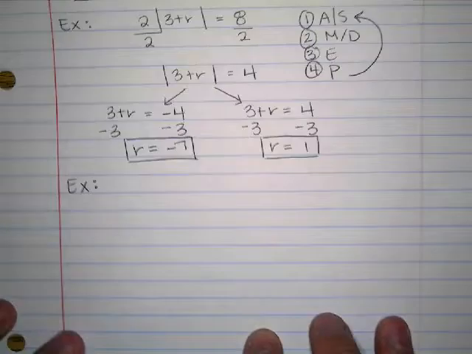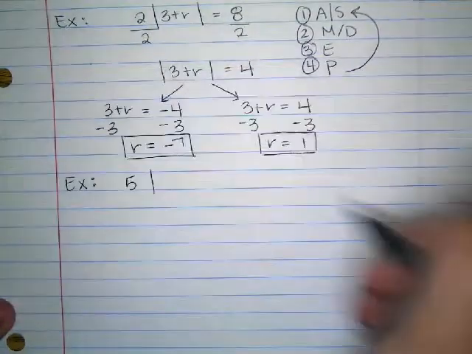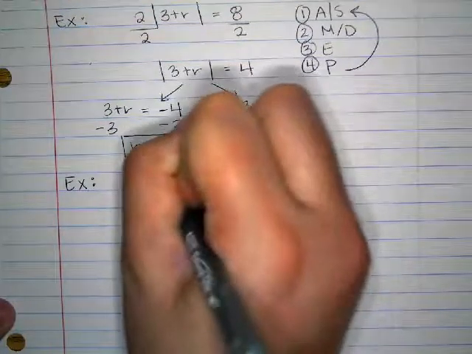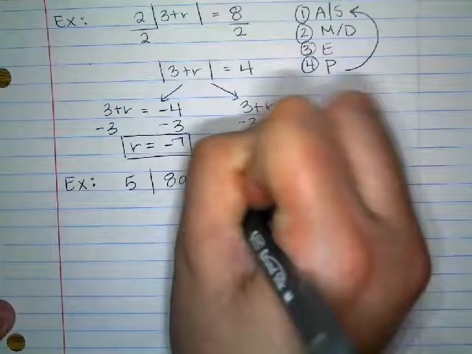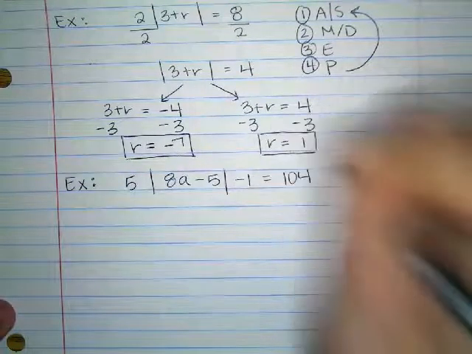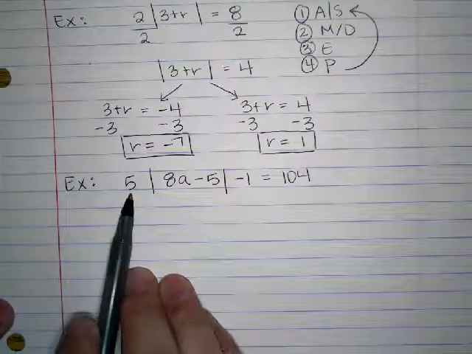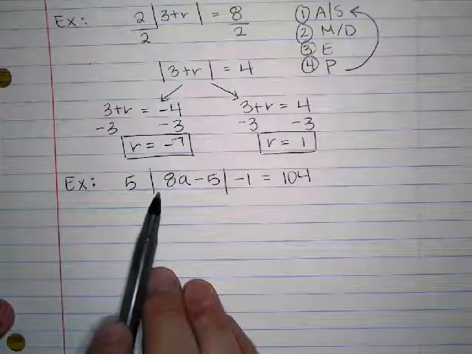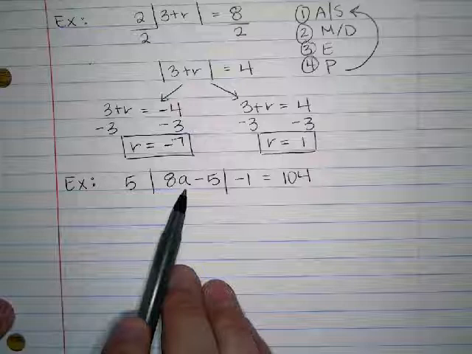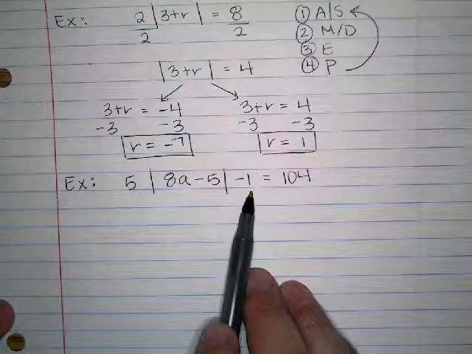Okay, this one's going to have more steps. Okay, so 5 times the absolute value of 8a minus 5, minus 1, equals 104.